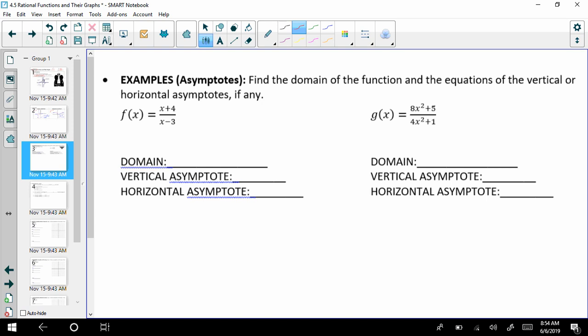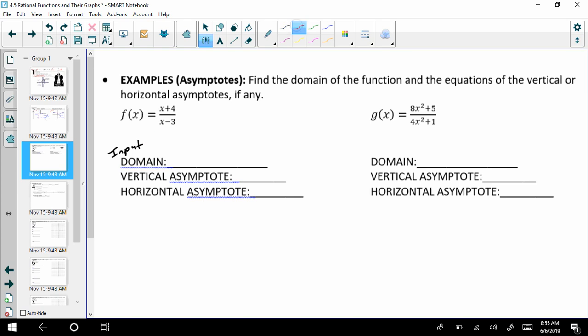So find the domain of the function, and then find the equations of the vertical or horizontal asymptotes if there are any. Sometimes there won't be any. So let's look at the domain first. So remember, domain is like our input, everything that x can be.